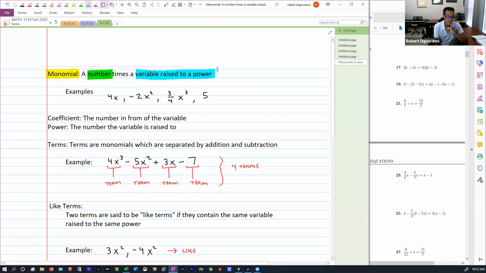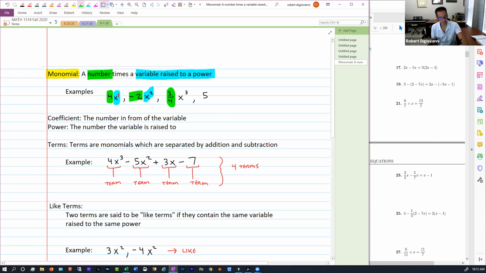So here are some examples. 4x is an example of a monomial. It's a number, 4, multiplied times a variable raised to a power. Now, what power is that variable x raised to, if it's not written? What's the number that it's raised to? Is it 1? It's 1. So if it's not there, it's a 1. So 4 times x is a number times a variable raised to a power, so therefore it is a monomial. Another example of a monomial, -2 times x squared. You have a number, -2, times a variable x raised to a power, right? So that is a monomial.